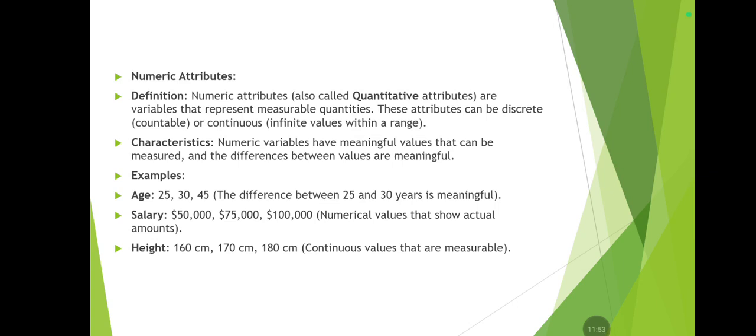For example, age. The difference between 25 and 30 years is meaningful. 25, 30, 45, like that. Next example, salary: 75,000, 50,000, 1 lakh. It means numerical values that show the actual amount. The next, height: 160 centimeters, 170 centimeters, 180 centimeters. It means continuous values that are measurable.